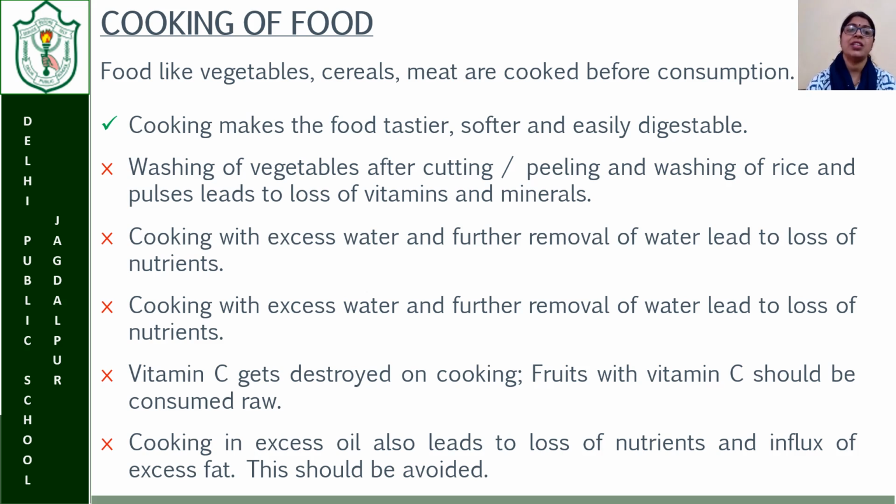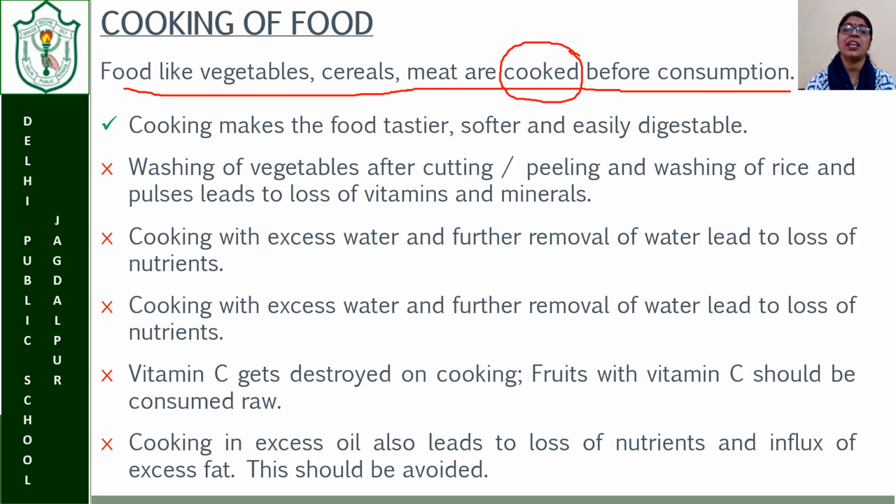Like the first one, you can see that foods like vegetables, cereals and meat are cooked before consumption. Some vegetables you can eat raw, like salads, but other vegetables you cannot eat raw because they will be difficult for you to digest. Cereals like rice and wheat, you can't eat raw, and meat you can't eat raw, so they have to be cooked before consumption. But cooking also needs some proper care.